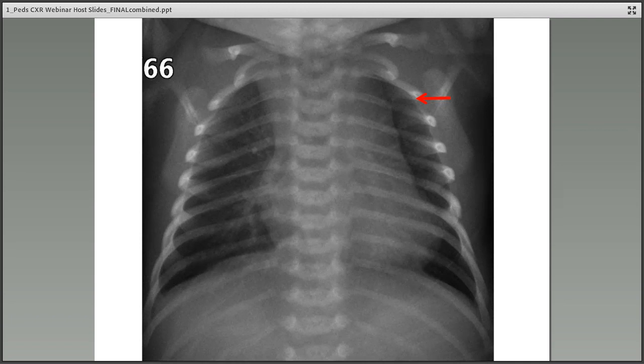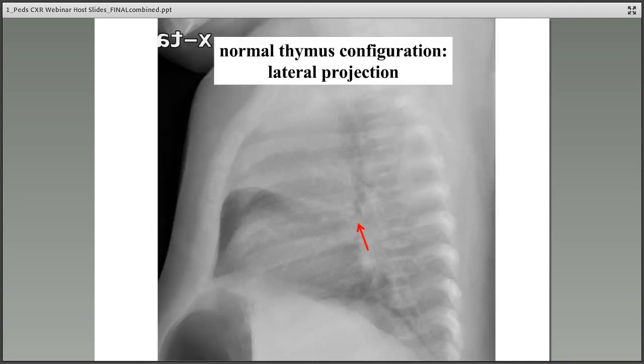Similarly, when there is a diagnostic question regarding possible atelectasis on the frontal chest radiograph as seen previously, a lateral can be obtained if possible.